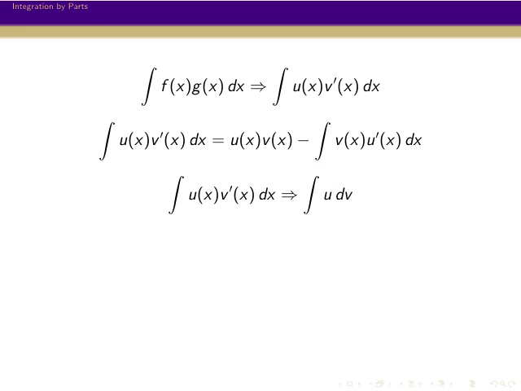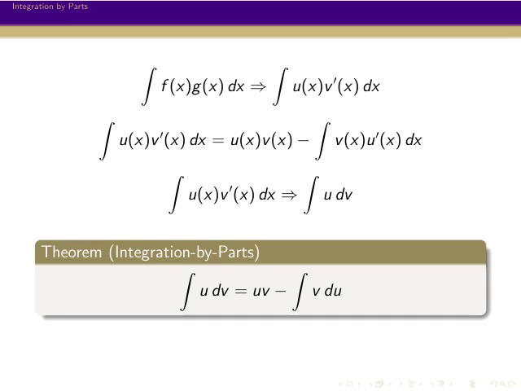And there's a shortening of this, a way to write this more quickly. We're just going to drop the x's. The u of x we just write as u, and the v prime of x dx we write as dv. And so this is the normal formula for integration by parts: if you integrate u dv, you get back uv minus the integral of v du.